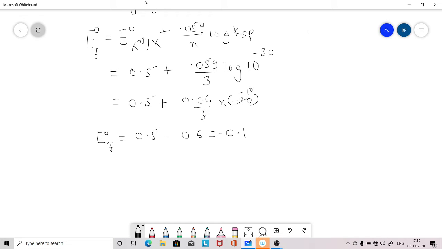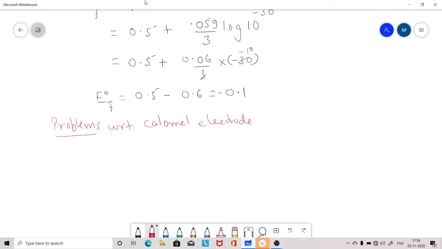Now there are various other problems regarding the calomel electrode. So let's do some problems regarding the calomel electrode reference electrodes. Let's see some more things here.